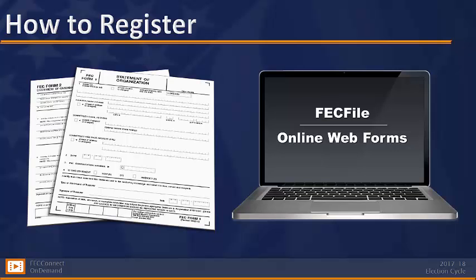Both the Statement of Candidacy and the Statement of Organization are available by mail, fax, and on our website. Candidates for the House and the Presidency have the option to register electronically using electronic filing software or web forms on fec.gov. Senate candidates must file on paper. Let's take a close look at the two registration forms, beginning with the Statement of Candidacy.